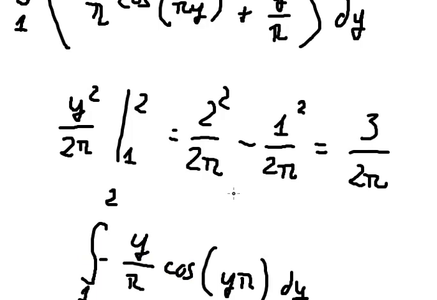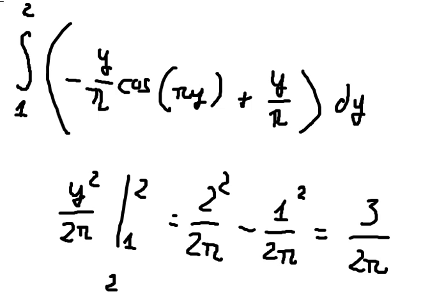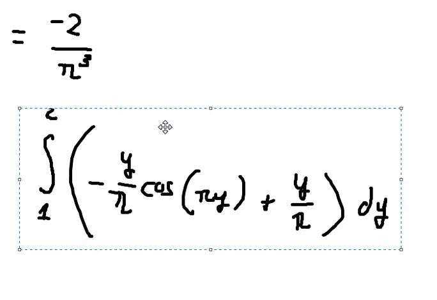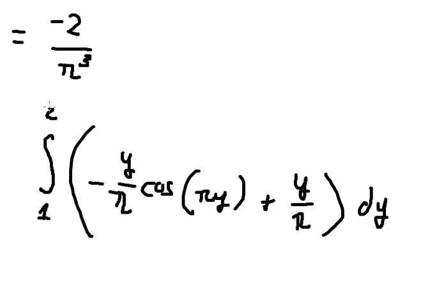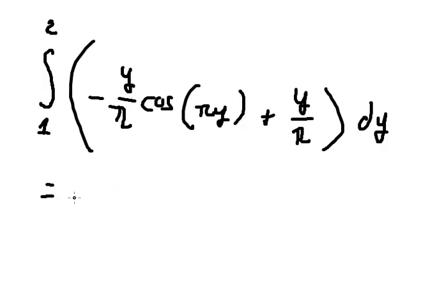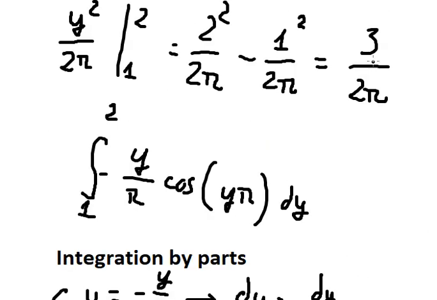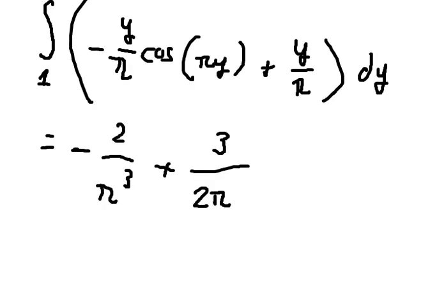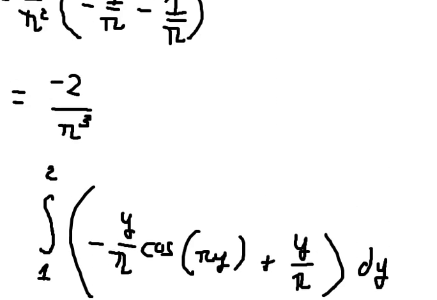So after you get this one, we go back in here and here. And this one we have negative 2 over b to the power of 3. And the second one we just calculated, that is 3 over 2b. And here is the full answer to the question.